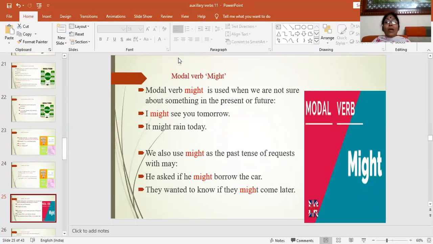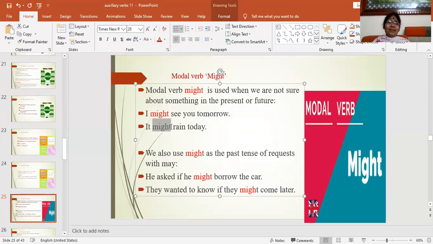Next, where to use our modal verb might. Modal verb might is used when we are not sure about something in the present or future. For example, I might see you tomorrow, but I'm not sure, right? It might rain today, present. It might rain, but sometimes it may not rain also. So for something which we are not sure about, we can use our modal verb might.